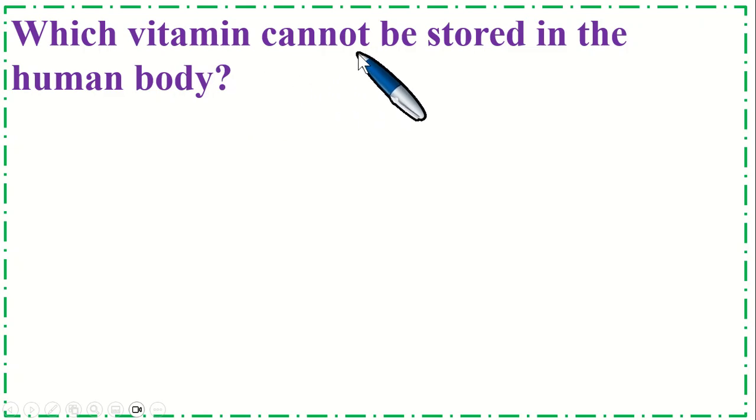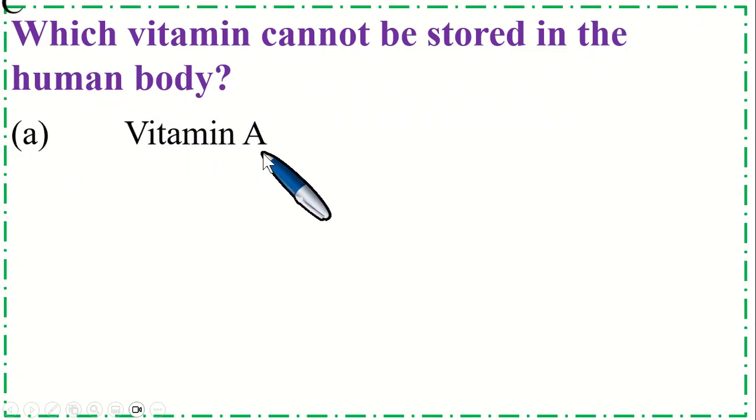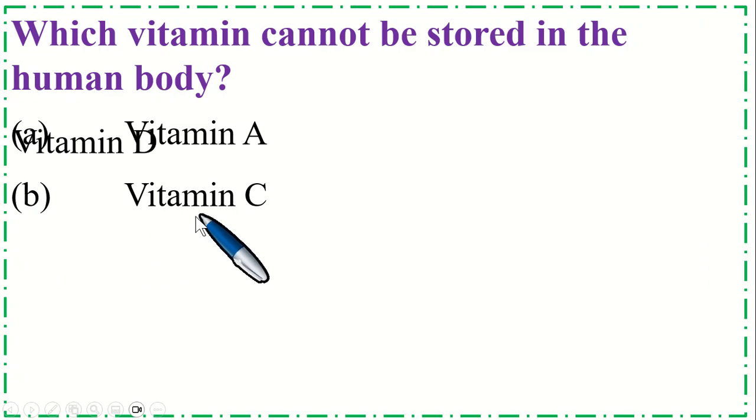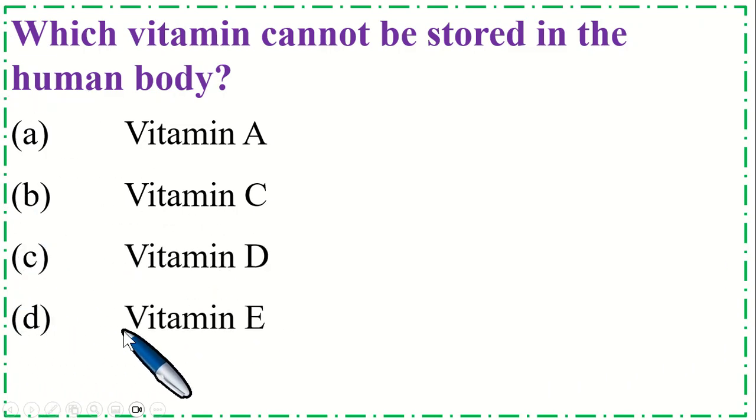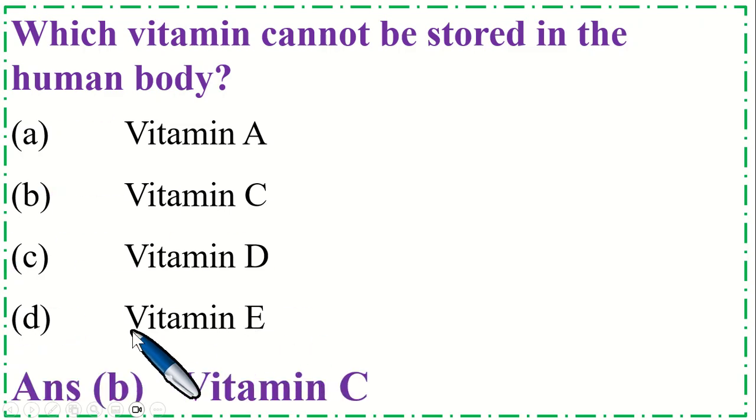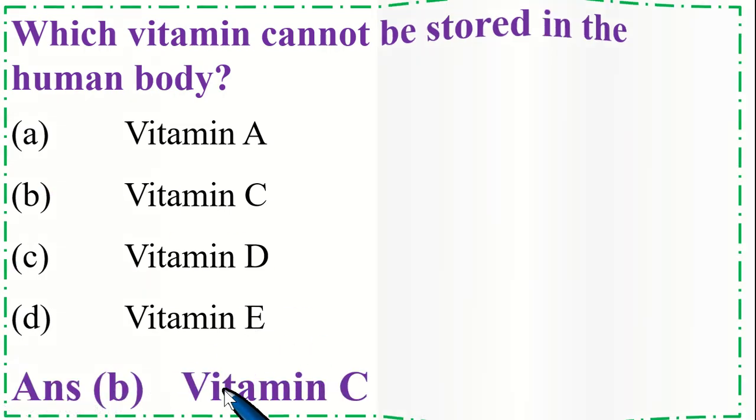Which vitamin cannot be stored in the human body? Option A, vitamin A. Option B, vitamin C. Option C, vitamin D. And option D, vitamin E. So the correct option is B, vitamin C.